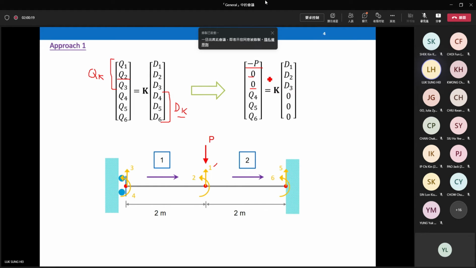Q3 means the nodal force along direction 3. Direction 3 is here. Is there any nodal force or applied force along direction 3? Again, from the picture, there is no applied force. Otherwise, you will see a red arrow, something like this. But no, that means we do not have any applied force along direction 3, so it is 0. Minus P, 0, 0. This is the so-called QK, the known force vector.